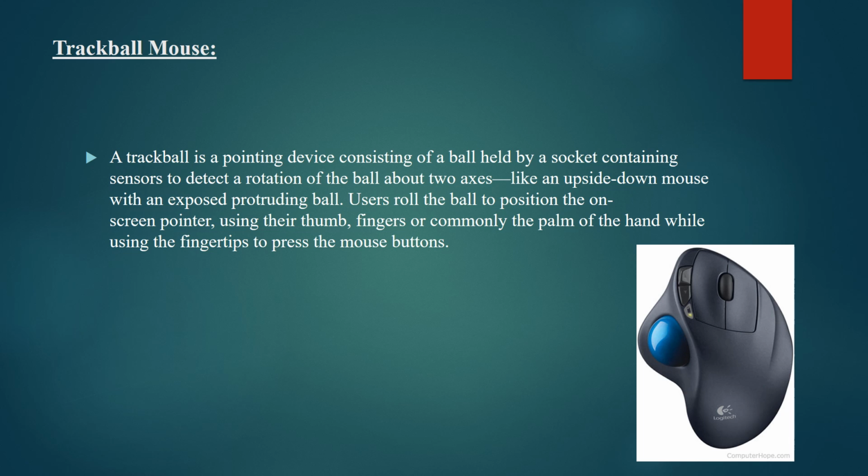Number 2. Trackball mouse. A trackball mouse is a pointing device consisting of a ball held by a socket containing sensors to detect a rotation of the ball about two axes.